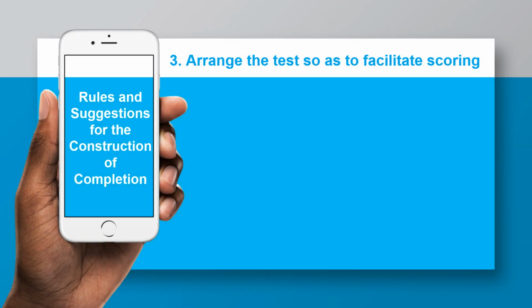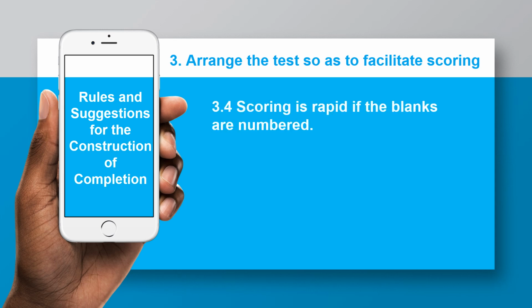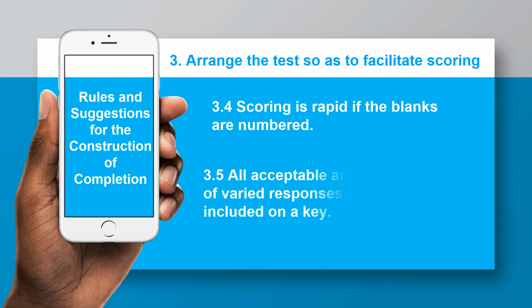Number 4. Scoring is rapid if the blanks are numbered, especially for our paragraph. Number 5. All acceptable answers, in case of varied responses, should be included on a key.